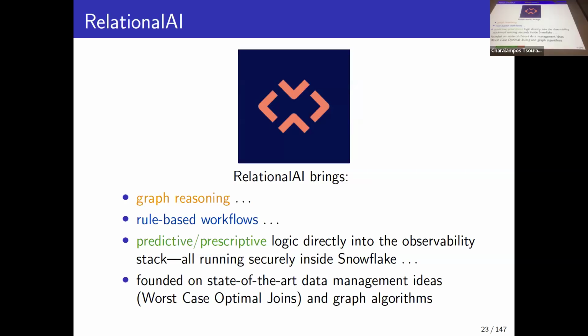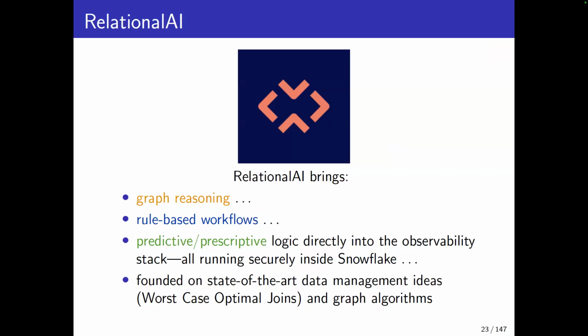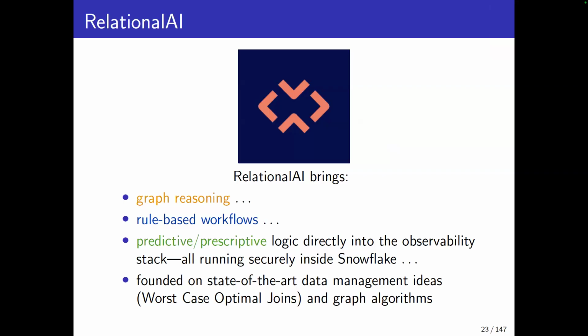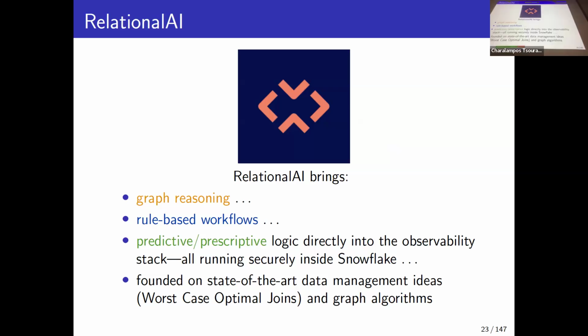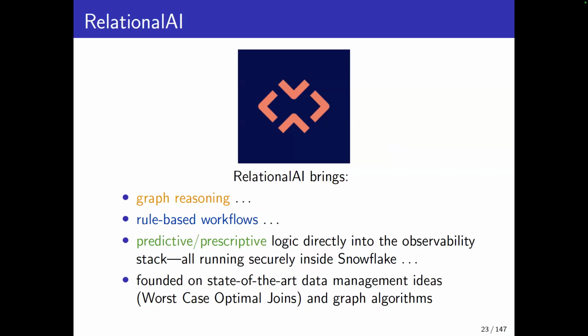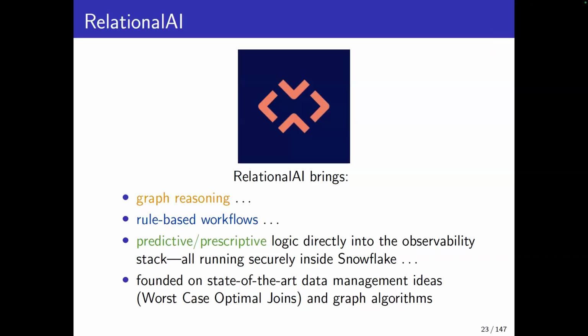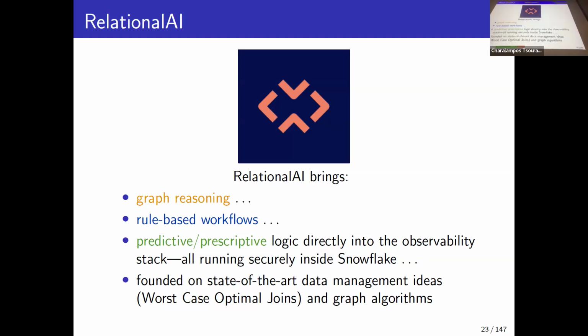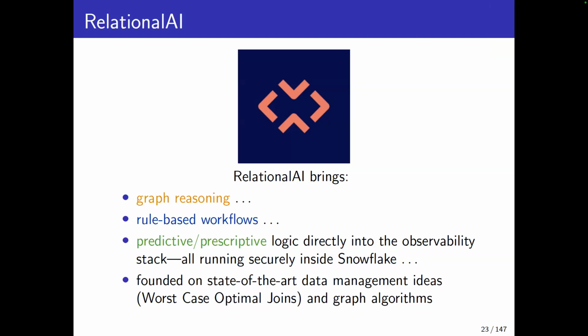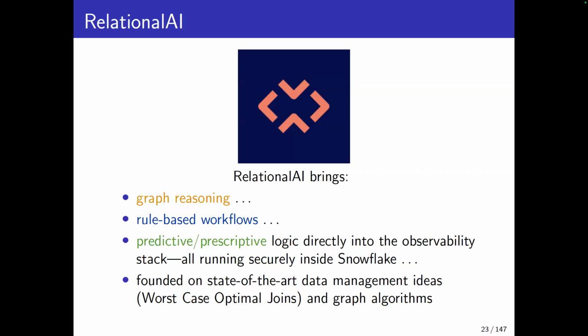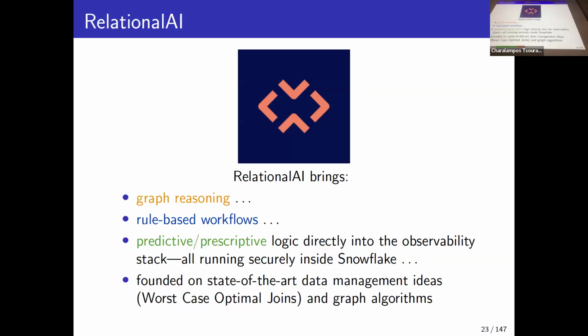So currently I'm involved in a startup company, which is called Relational AI. This startup is bringing together graph reasoning together with rule-based workflows, and it offers both predictive and prescriptive logic directly into the observability stack on the cloud in Snowflake. I'll show you a little bit of a demo of a notebook, though it's not something you can generate, because it's privately owned and you need to have an account on Snowflake. But just to give an idea of how this stack workflow looks.